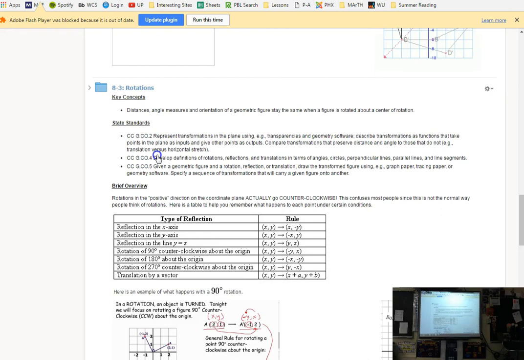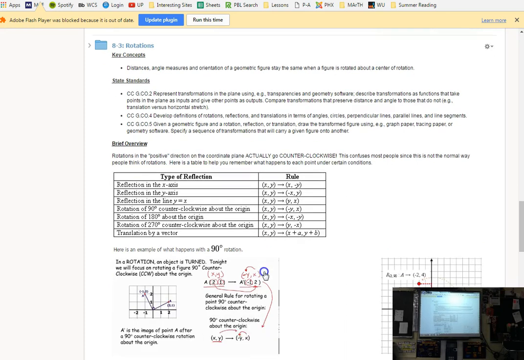8.3, rotations. This is where people start to have some struggles. I don't like saying memorize tables, but a lot of times people screw up trying to think about these 90-degree rotations, whether it's 90 degrees counterclockwise or 90 degrees clockwise. Be careful. Positive rotations in the coordinate plane go what direction? Counterclockwise. A positive rotation goes this way.